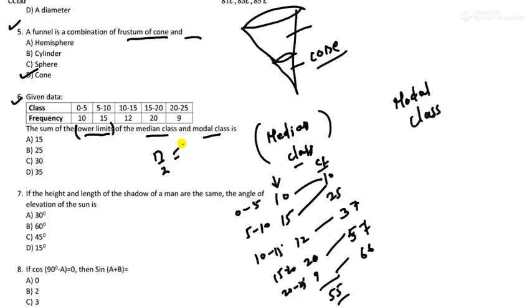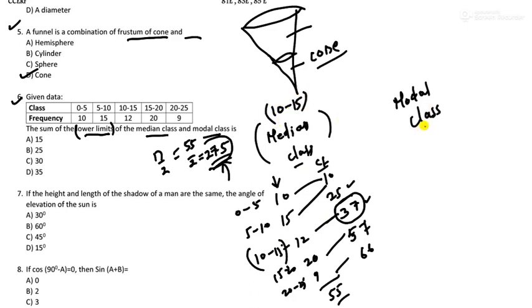So 55 by 2 is how much? 55 by 2 is 27.5. Correct. Now in the cumulative frequency you have to look for this number. The number should be equal to this or closer to this, and not the lower value. You have to take the higher value. For example, 25 and 37 are both close to this, but you have to take the higher value. Higher is 37. So 37 is the cumulative frequency. The class interval of that cumulative frequency is the median class. So 10 to 15 is the median class.